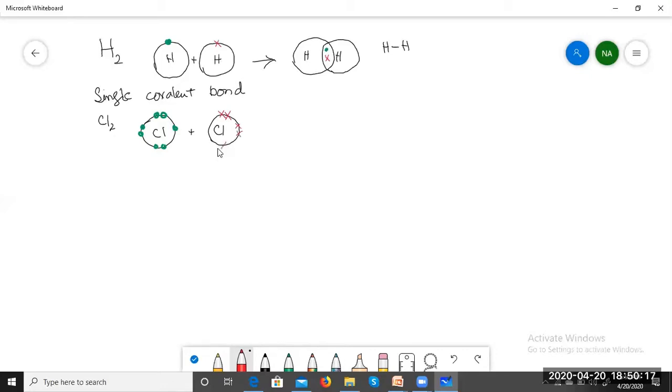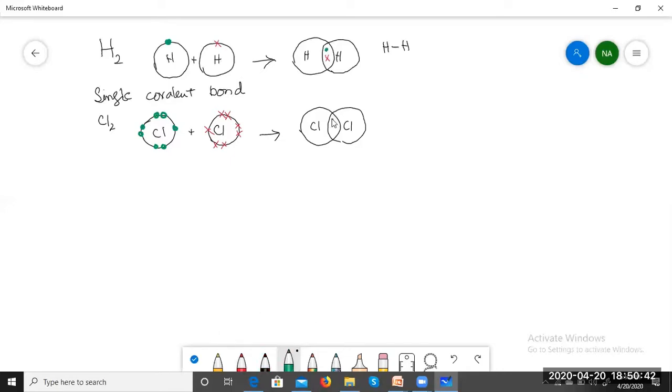Another chlorine atom has 7 electrons too. How are they going to make a bond with each other? Draw 2 circles with an area overlapping. Write down the symbol in the middle of the circle. How many electrons are less in their outermost shell? Just 1 electron. So each one will put 1 electron on sharing.